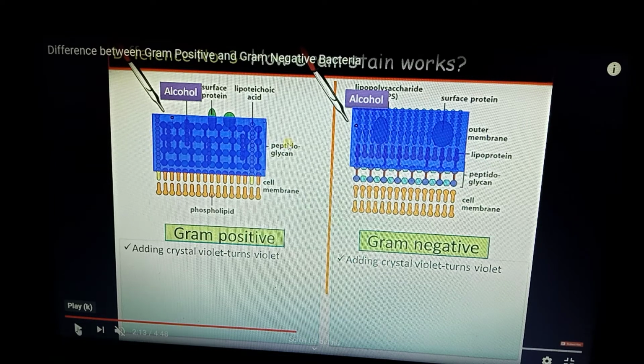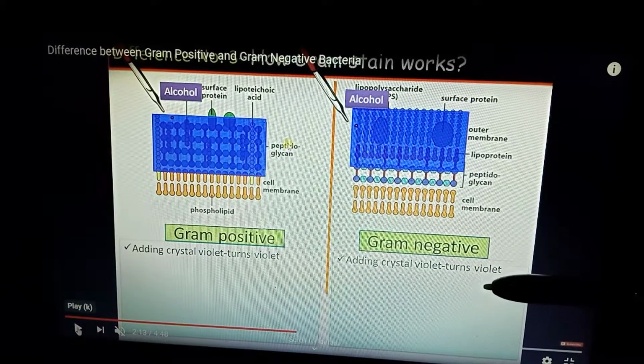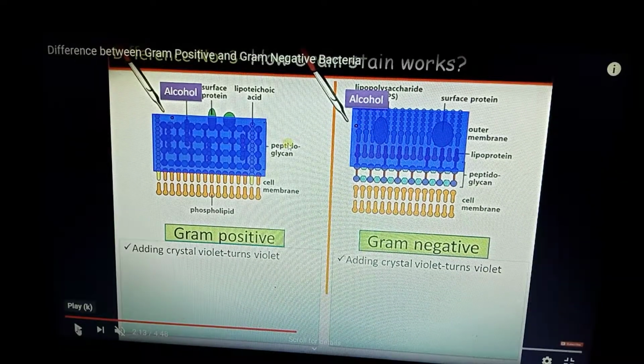While in the case of gram-negative bacteria, on addition of alcohol, the stain bound to the lipopolysaccharides, or the LPS layer, will dissolve. Therefore, in gram-negative bacteria, the color of the crystal violet is lost.